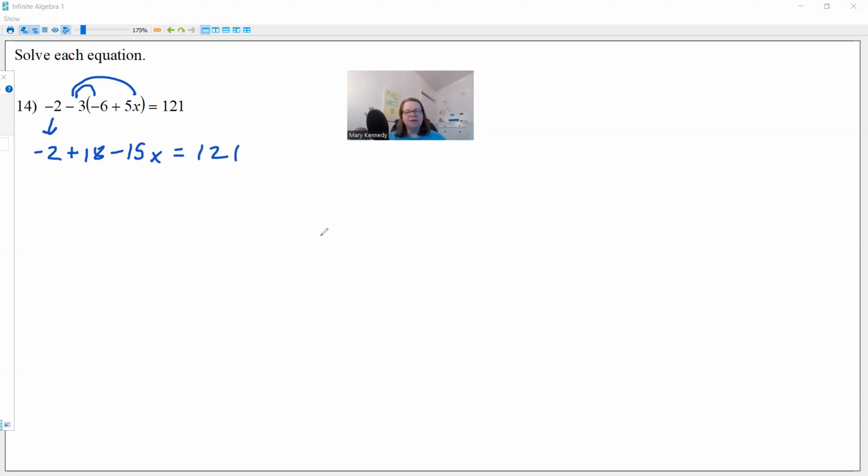All right. So now that I did distributive property, I want to see if I can combine any like terms. And I do see I have a -2 and a +18. So that's really like 18 minus 2, which is 16. So 16 minus 15x equals 121. Okay. Now we're actually getting into the solving part. Taking care of parentheses and then combining like terms is going to get you started. And now you're ready to start moving stuff around.